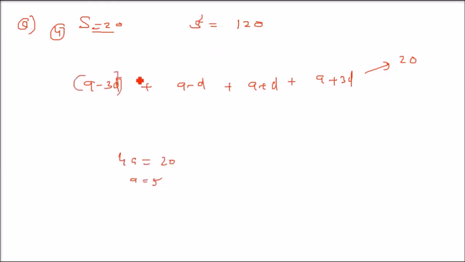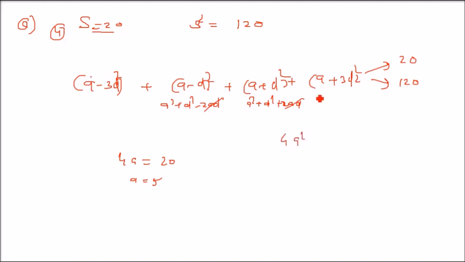How about the squares? Square each term and then add, and you are going to get 120, as given in the question. I'll just give an example. Take a minus d whole square plus a plus d whole square. The a minus 3d and a plus 3d terms I'm leaving to you. Just open it, using the formula a square plus b square plus 2ab, and the middle terms cancel. Only a square and d square remain. So you get 4a square, and in d terms you will get 20d square.